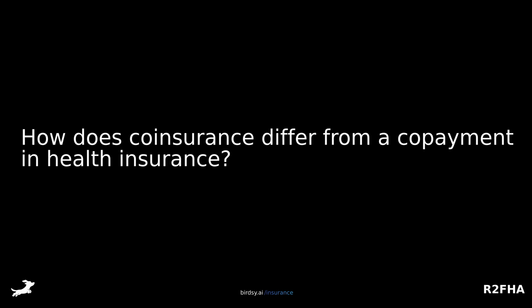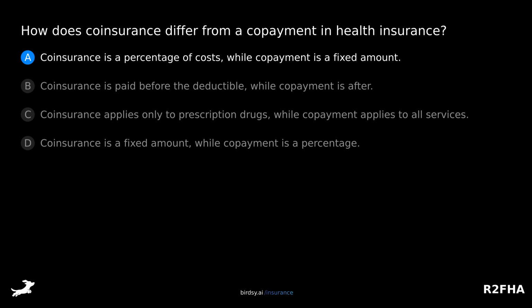How does coinsurance differ from a copayment in health insurance? Is it A, coinsurance is a percentage of costs while copayment is a fixed amount? B, coinsurance is paid before the deductible while copayment is after? C, coinsurance applies only to prescription drugs while copayment applies to all services? Or D, coinsurance is a fixed amount while copayment is a percentage?